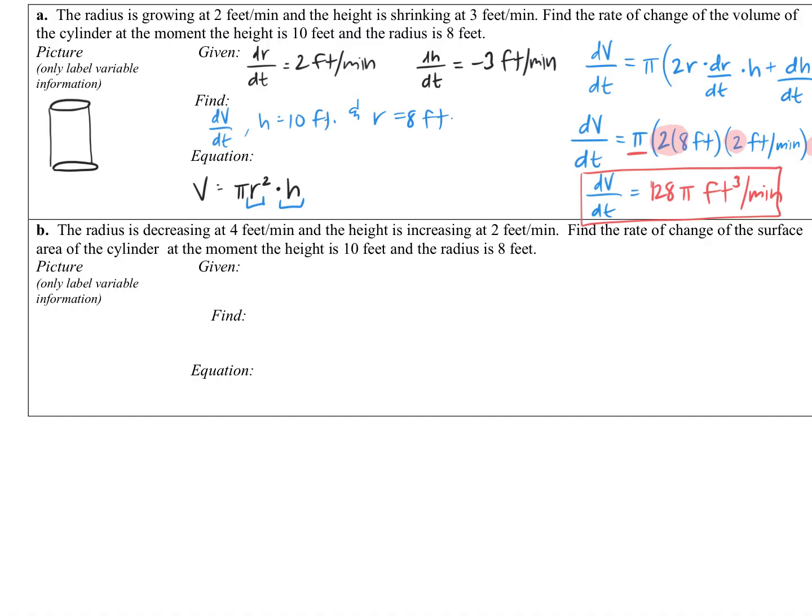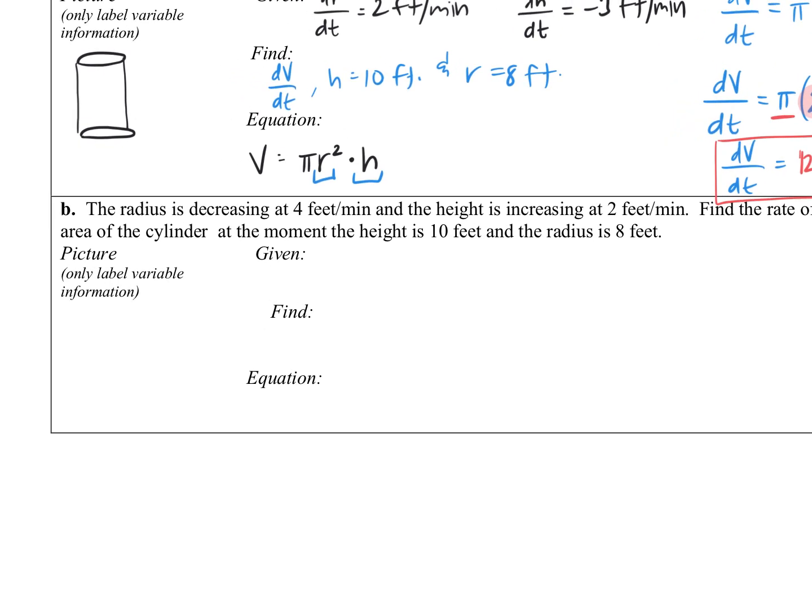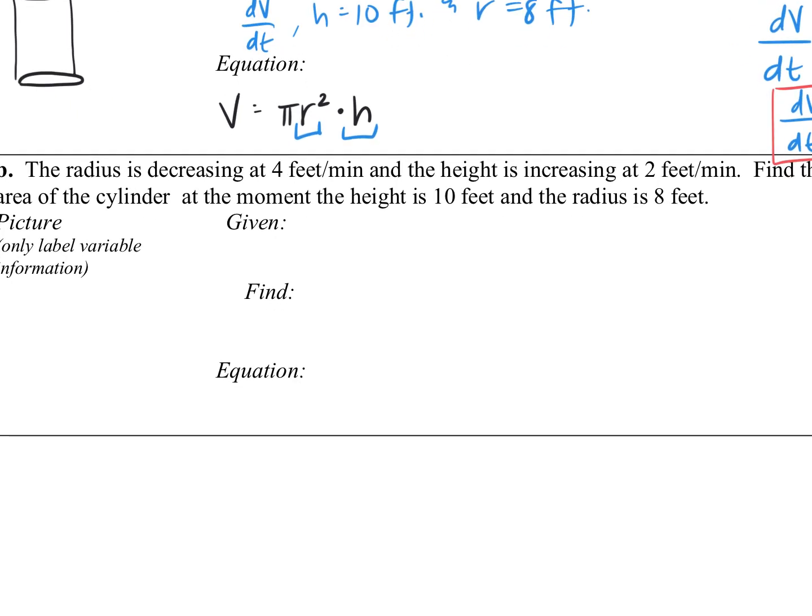All right, this last one, then we'll take a quick break. It says the radius is decreasing at 4 feet per minute and the height is increasing at 2 feet per minute. Find the rate of change of the surface area of a cylinder when the height is 10 and the radius is 8. So the surface area formula that we need: your surface area is equal to both of the circles on top and bottom. So that's 2 circles with an area of pi r squared. So 2 pi r squared is the area of the top and the bottom circles.